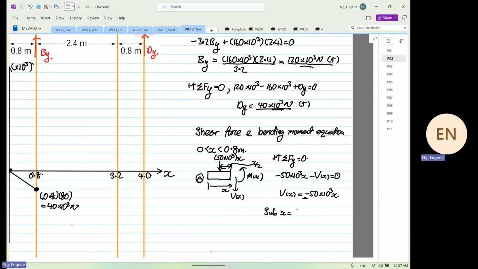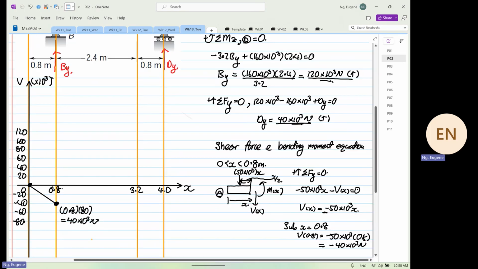Okay, so if you now substitute x is equal to 0.8, V at 0.8 is equal to minus 50 times 10 to the power 3 multiplied by 0.8, which is equal to minus 40 times 10 to the power 3. So that is the physics and mathematical expression. Are we clear? Okay, so if some of you didn't see that, now you see that.